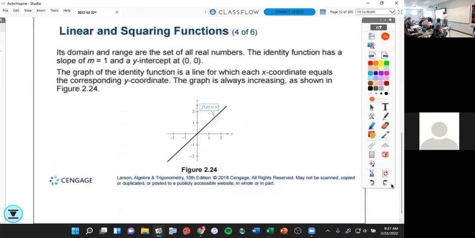Domain and range, all real numbers. The graph of the identity function is a line. Each x coordinate equals the corresponding y coordinate. The graph is always increasing. There you go.